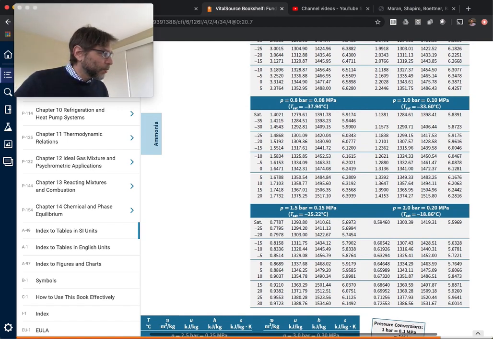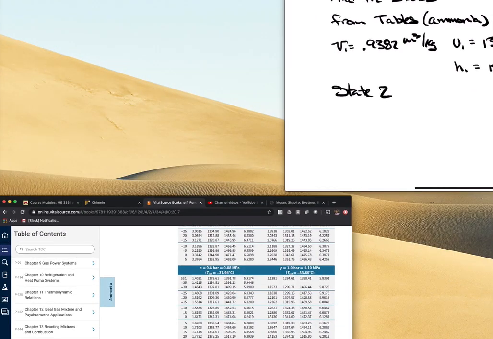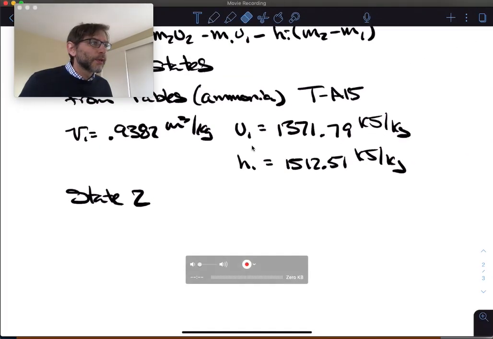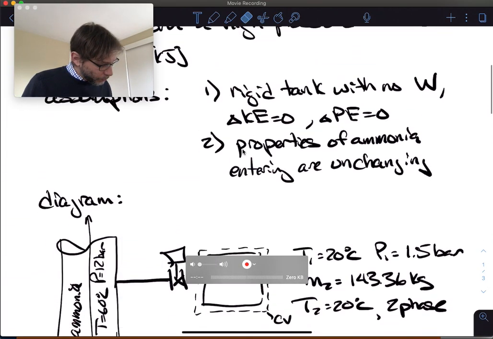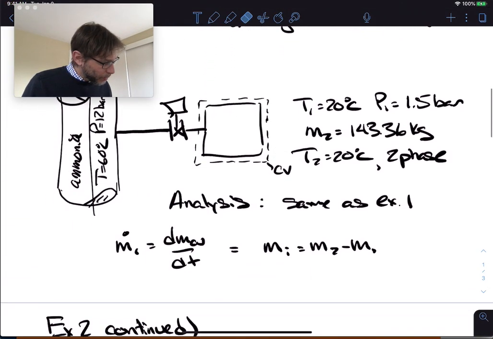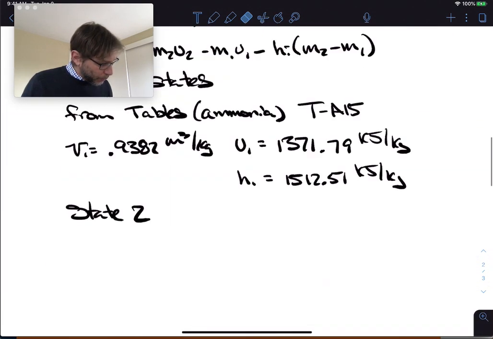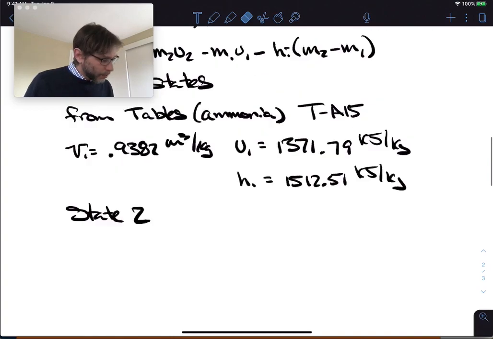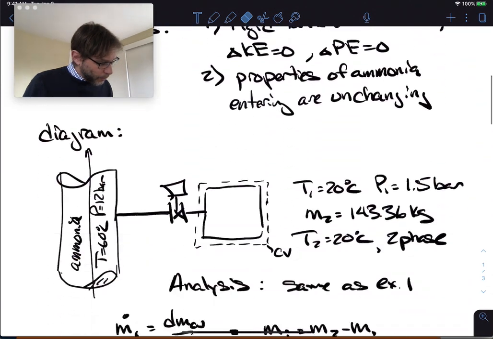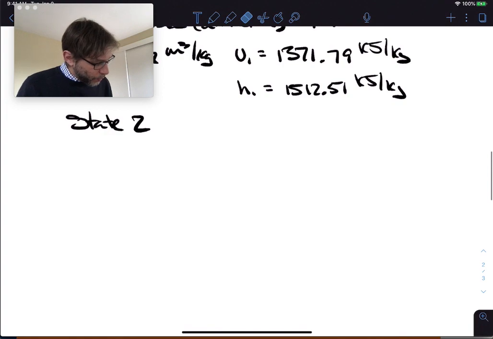Okay, so then state 2, it's two phase. We're at two phase at 20 degrees C. We have a given mass, but we could probably find the volume. Do we know the volume? Yeah, we know the volume is 0.5. So V equals 0.5 meters cubed.